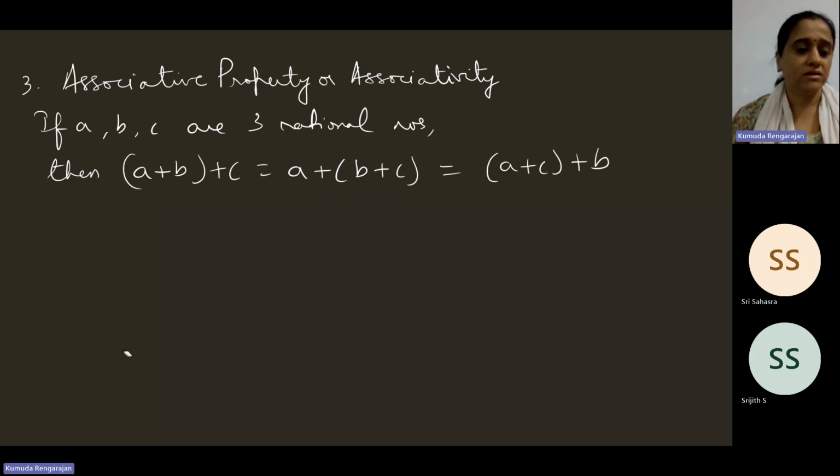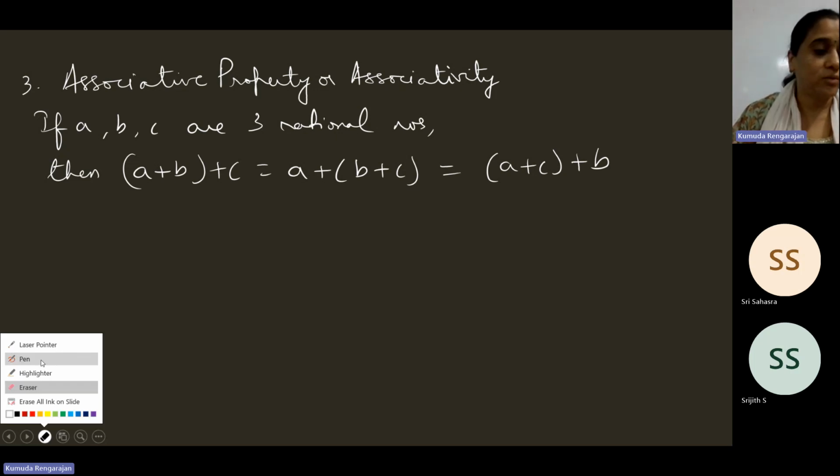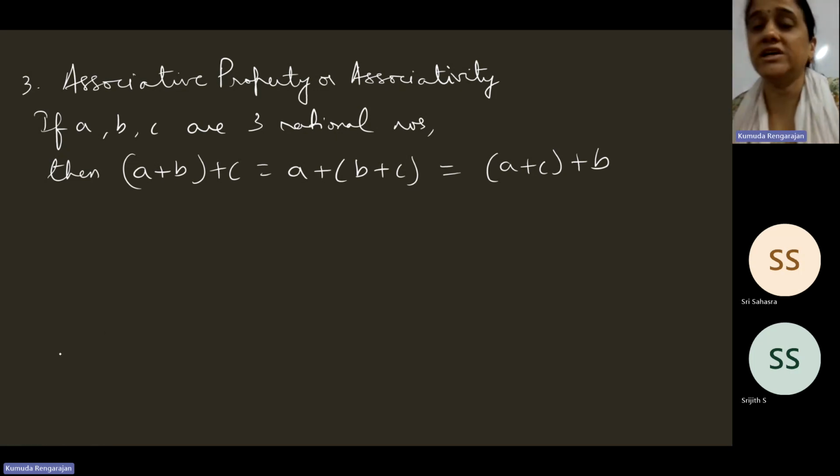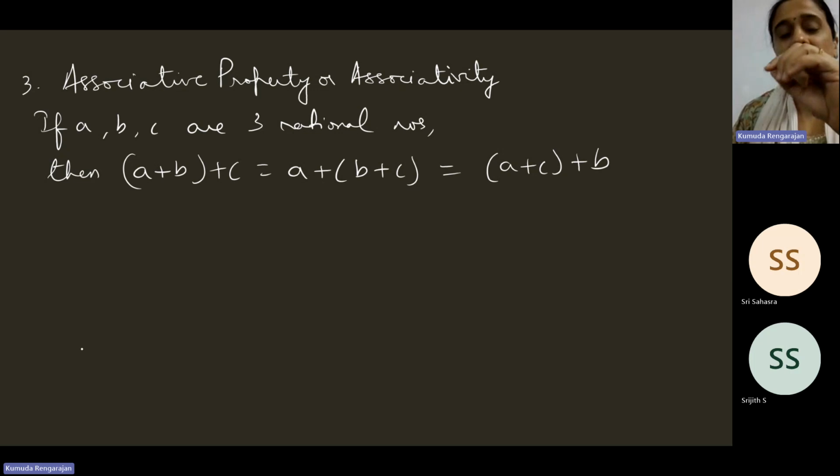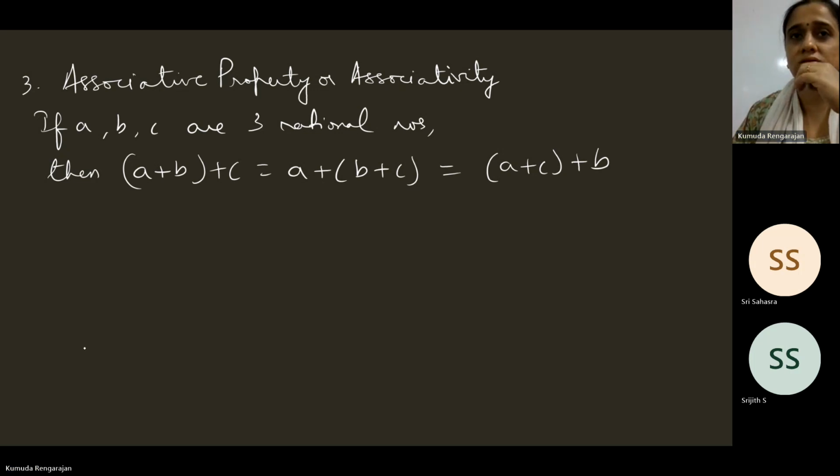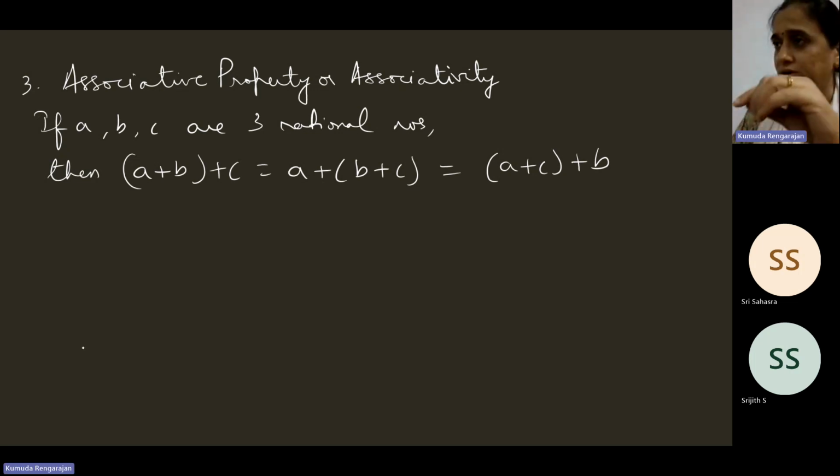So we say that the associativity or the associative property holds good for addition and multiplication of rational numbers.